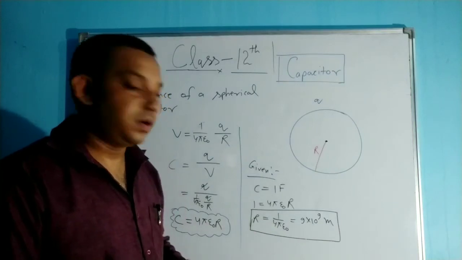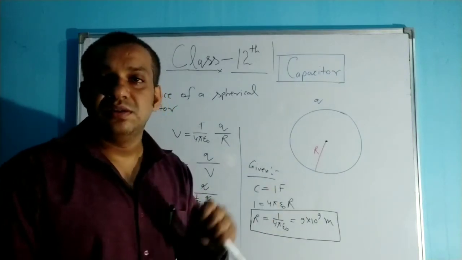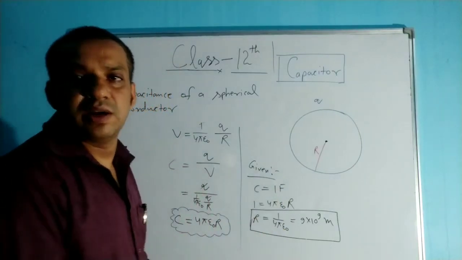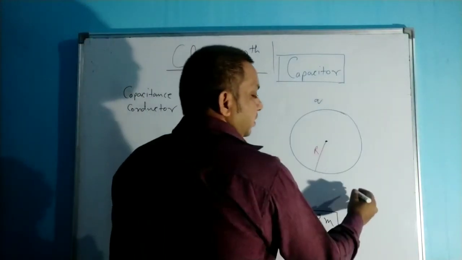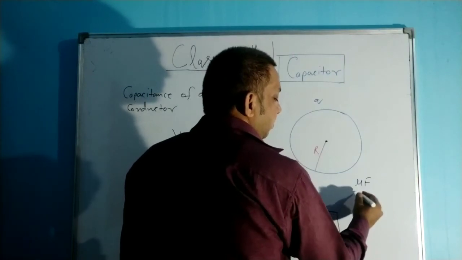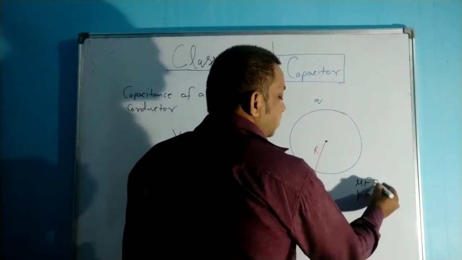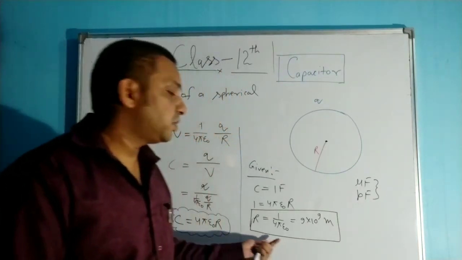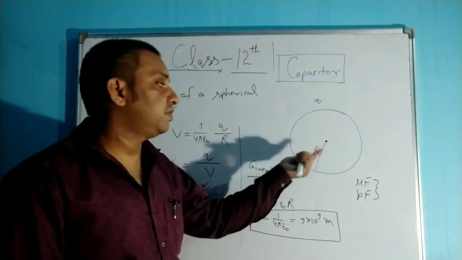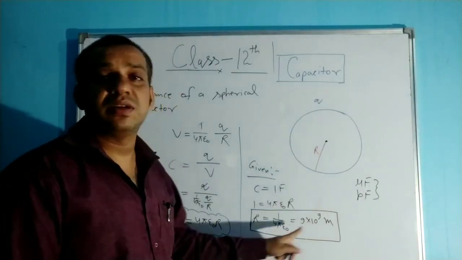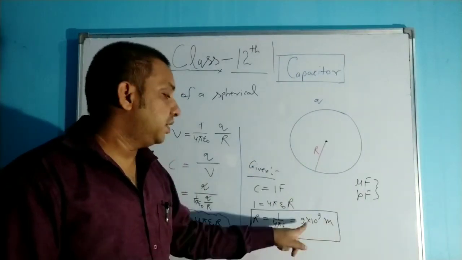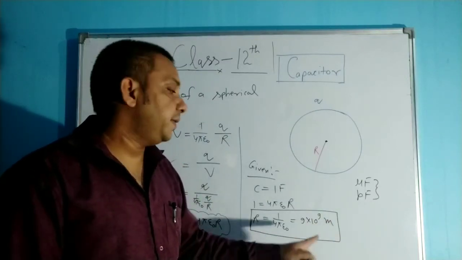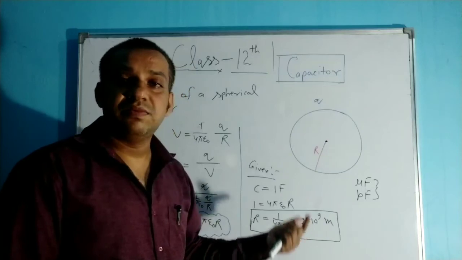That is why the farad is called a very large unit. Generally, you will see capacity expressed in picofarad or microfarad. These two are the common units. Because if our aim is to build a 1 farad spherical conductor, we have to take a radius of 9 into 10 to the power 9 meter, which is a very large value. That is why the farad is a very large unit.